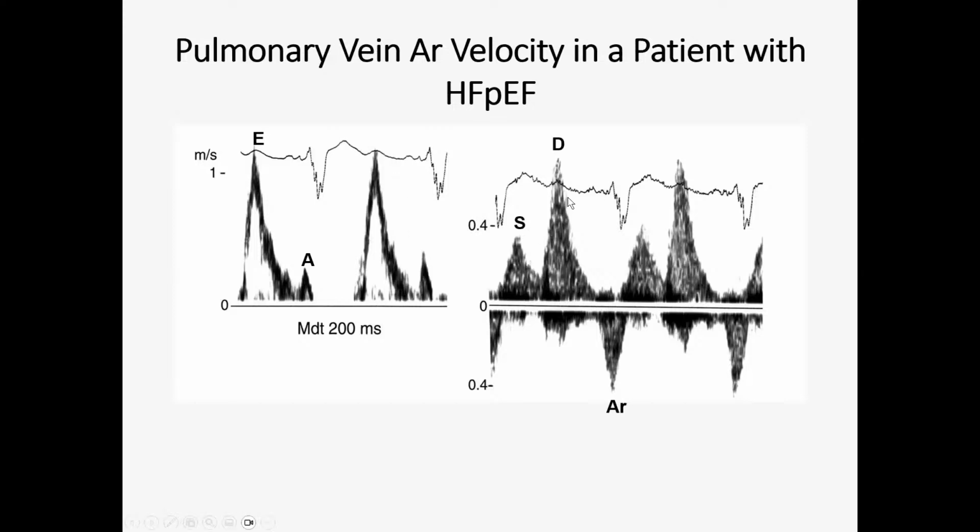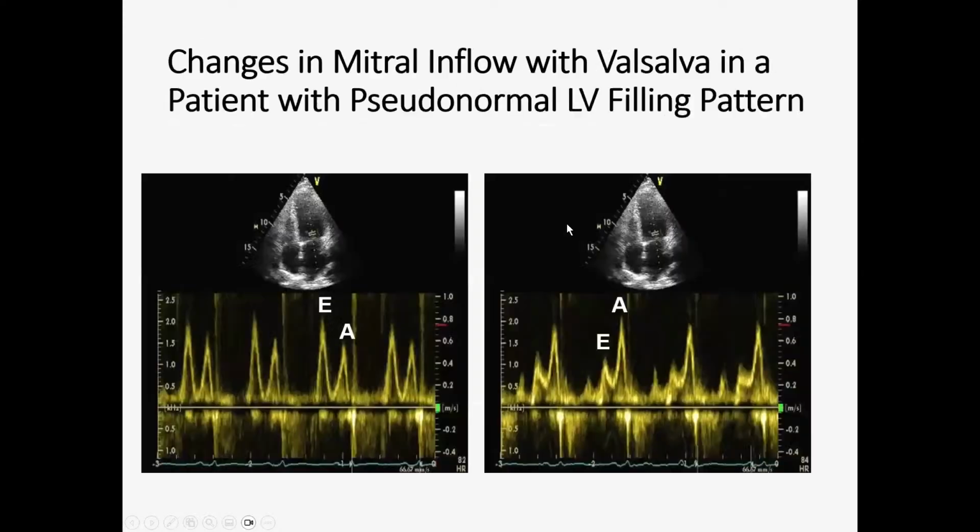Another useful finding in this slide is the pulmonary vein systolic diastolic flow ratio. As LA pressure goes up, that ratio goes down, as you see in this example.